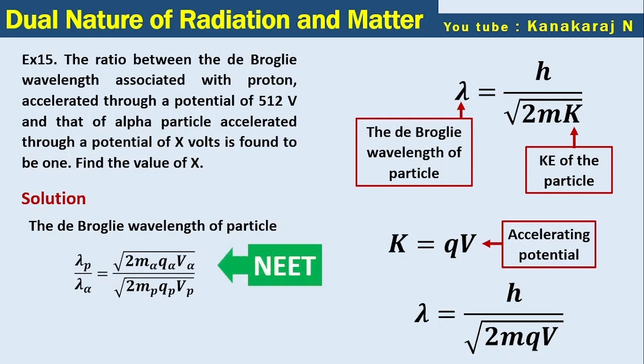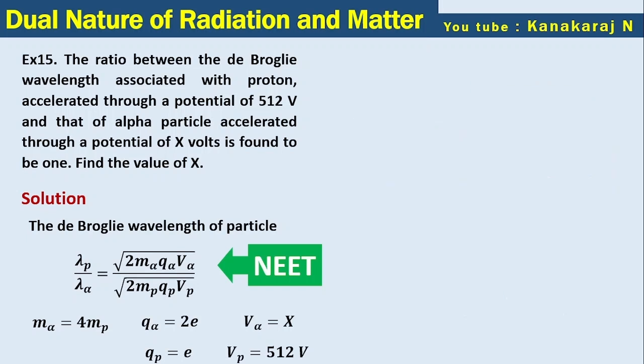Fine. From here we start the problem. The mass of the alpha particle is 4 times the mass of the proton, and the charge of the alpha particle is 2 times e, and the accelerating voltage for the alpha particle is x. That's what we need to find. Then for the proton, the charge is e and the accelerating potential for the proton is 512 volt. Let us substitute these values in the equation.